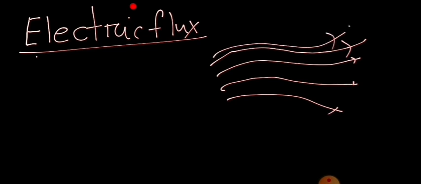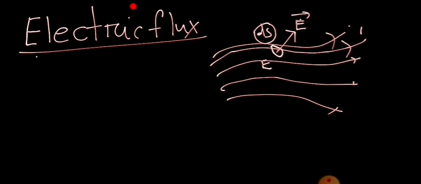In this, there may be a surface. If there is a small surface ds here, and at this point the electric field is E, an electric field vector like this E, then we can calculate the electric flux through this small area ds.